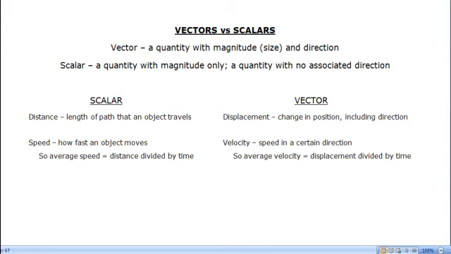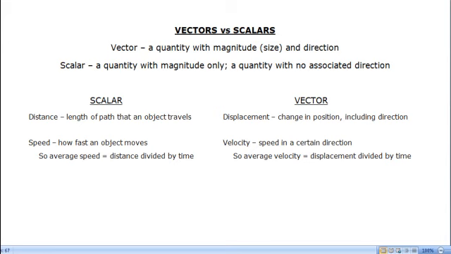A vector is a quantity with magnitude, that's size, and direction, as opposed to a scalar, which is a quantity with magnitude only, that's a quantity with no associated direction.